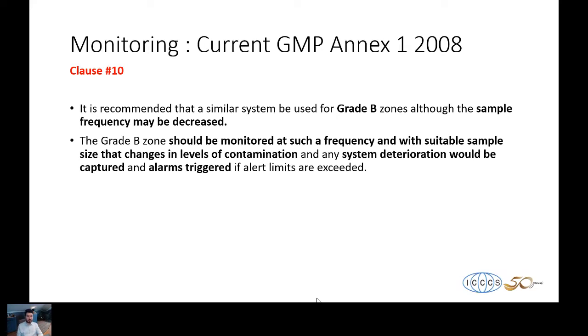The grade B zone should be monitored at such a frequency and with a suitable sample size that changes in the level of contamination and any system deterioration would be captured and alarm triggered if alarm limits are exceeded. It's exactly the same definition as clause 8 for grade A.